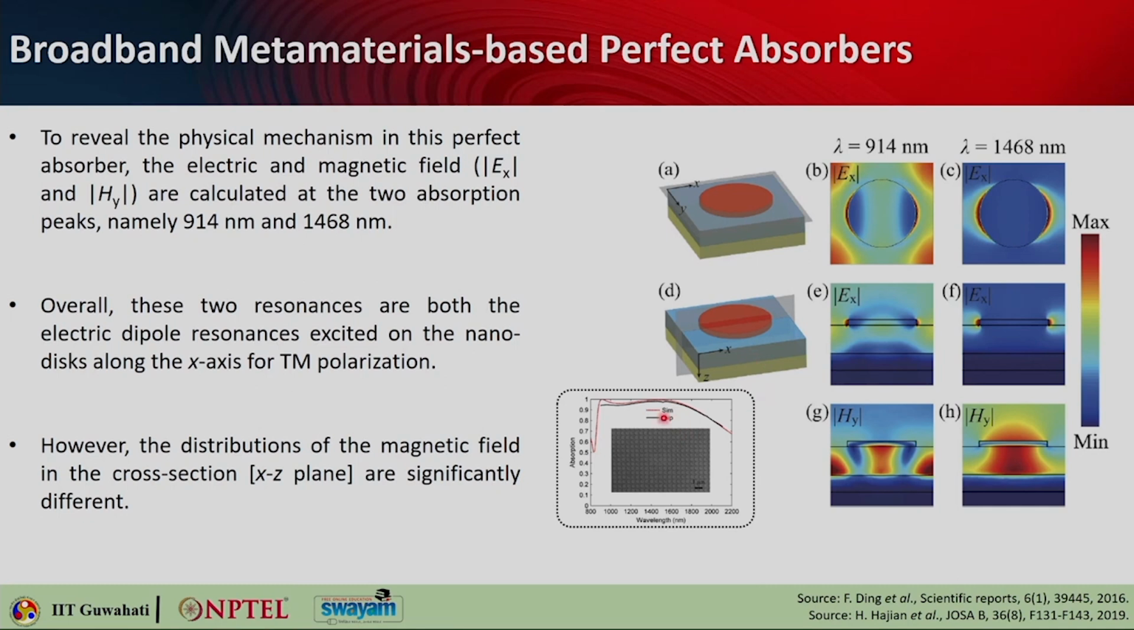And the other case, the long wavelength mode, you can call this lambda 2, and this one is lambda 1. So the long wavelength mode, which is at lambda 2, 1468 nanometer, is basically a localized surface plasmon resonance peak where the magnetic field is mainly concentrated within the gap between the topmost nano antennas and the gold underlay.